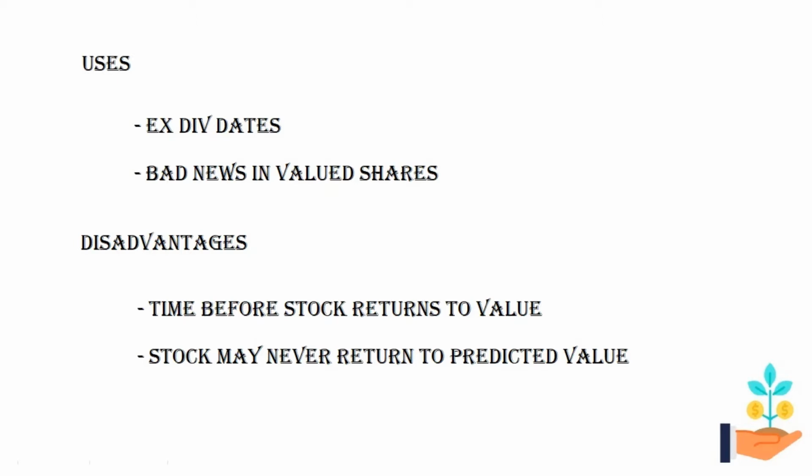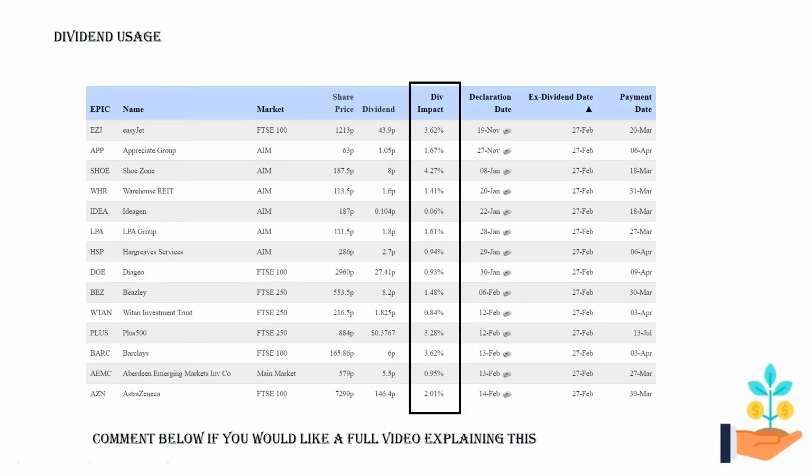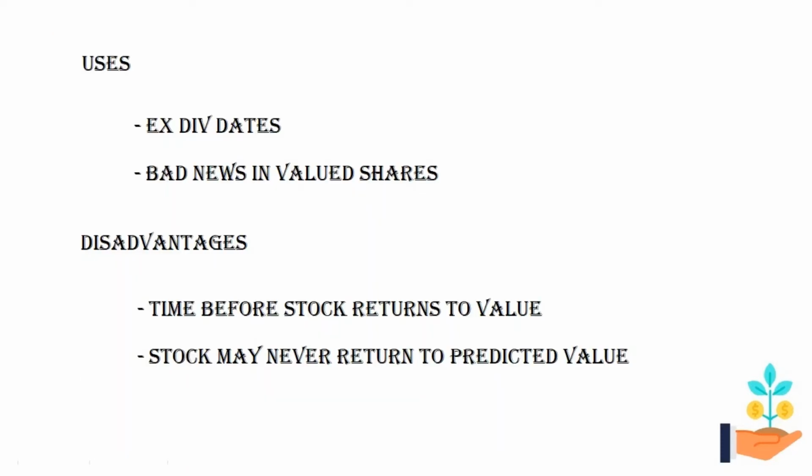When we discuss ex-div dates, there is a percentage correction value that the companies use. If you can see here, they reduce their share by a percentage, and I've highlighted it. These are the upcoming shares on the 27th of February that all have an ex-div date, so they are going to correct their share price by this percentage, so you can actually use that. Please leave a comment in the section below if you would like a full video explaining how to do this.